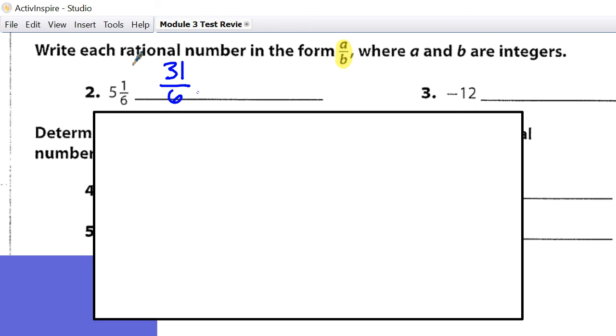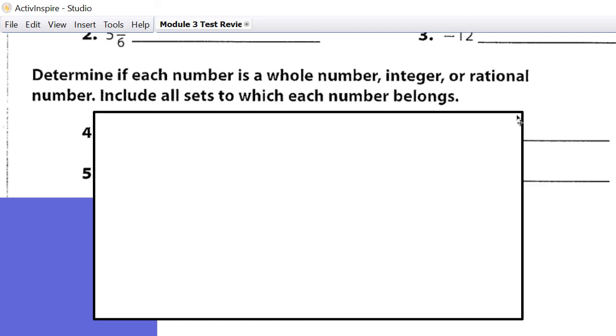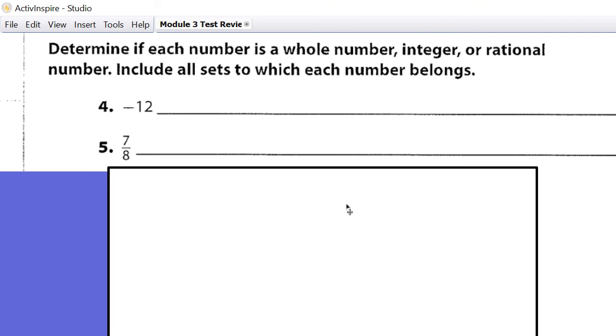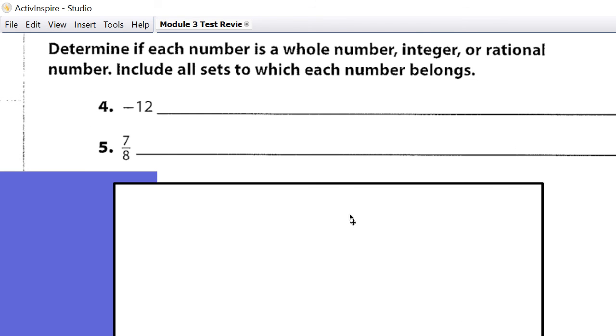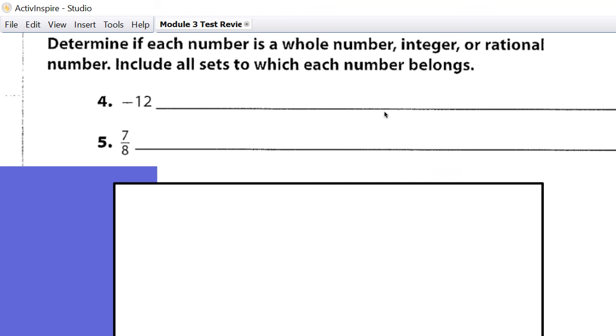What about number 3? Well, in number 3, you have to remember that all whole numbers and all integers can be written as a fraction over 1. So -12/1 is the answer to number 3. Next set says, determine if each number is a whole number, integer, or rational number. Include all sets to which each number belongs. So on these, I hope you can remember this.